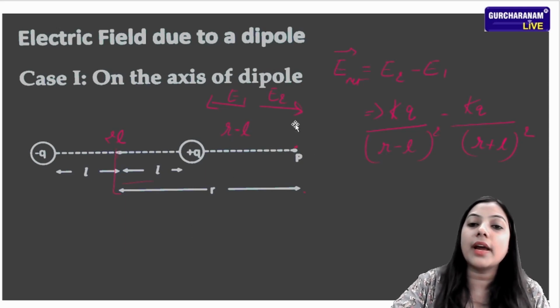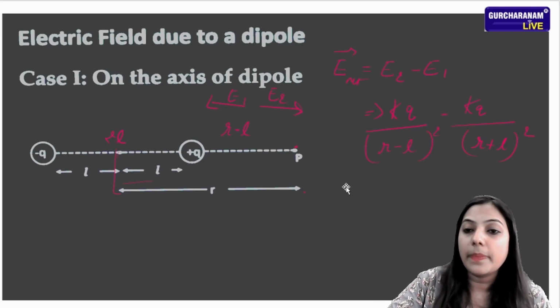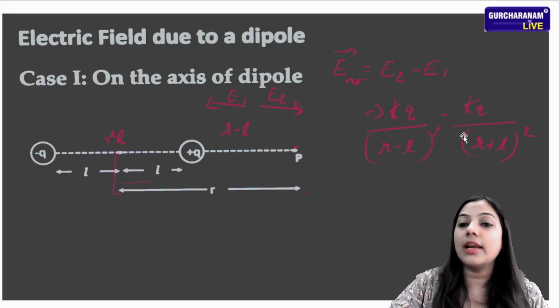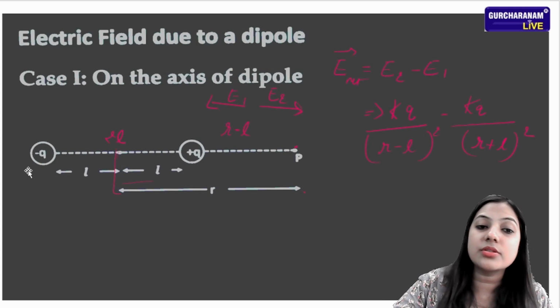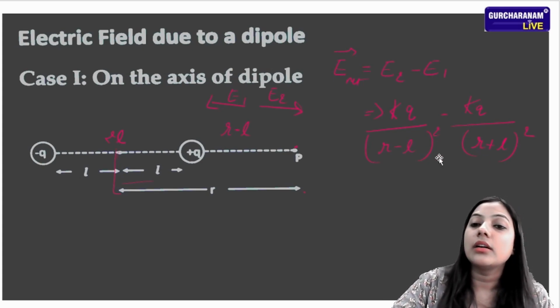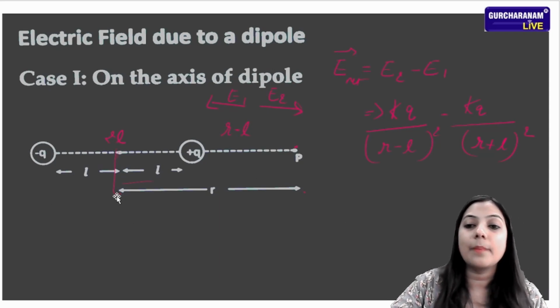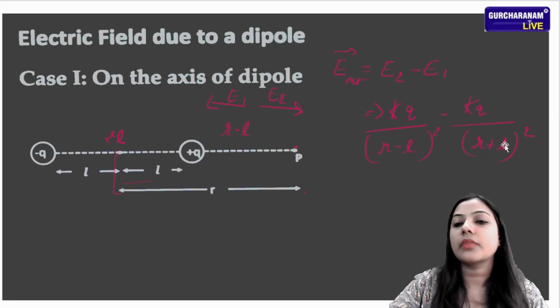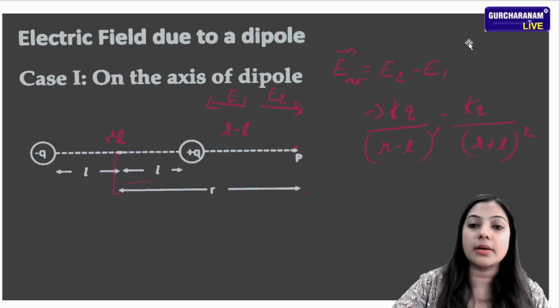And if we want to find, and this is the E2, the electric field due to minus Q charge, the sign is minus first of all, and it is kQ upon (r plus L), because the distance is r plus L. Okay, so kQ upon (r plus L) whole square.